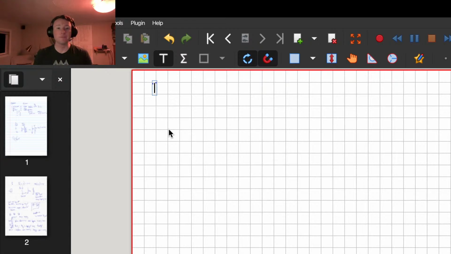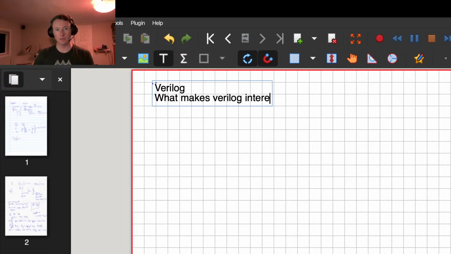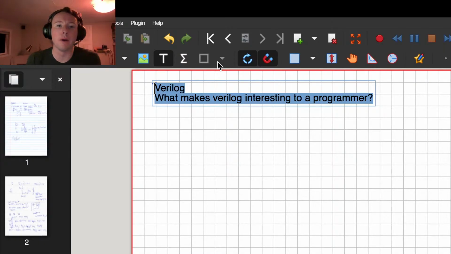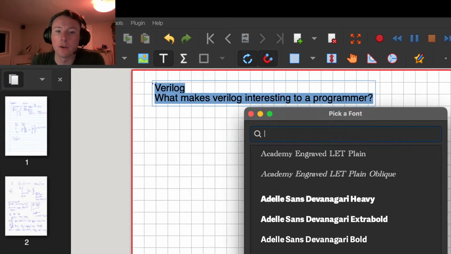It's already kind of late, but I wanted to talk a bit about Verilog, and specifically what makes Verilog interesting to a programmer. So you might know something about software, you might know something about programming languages, but why would you care about Verilog? And if you don't know what Verilog is, it's a hardware design language.